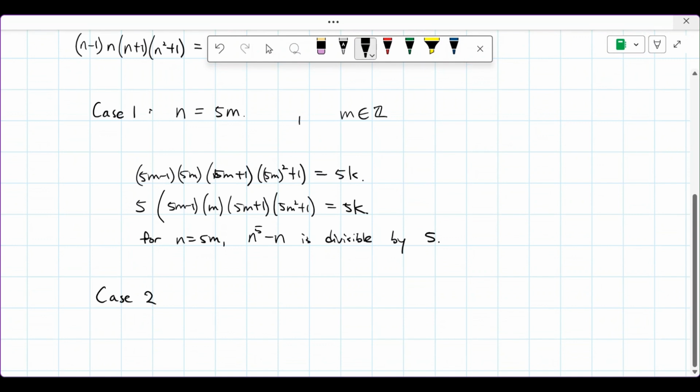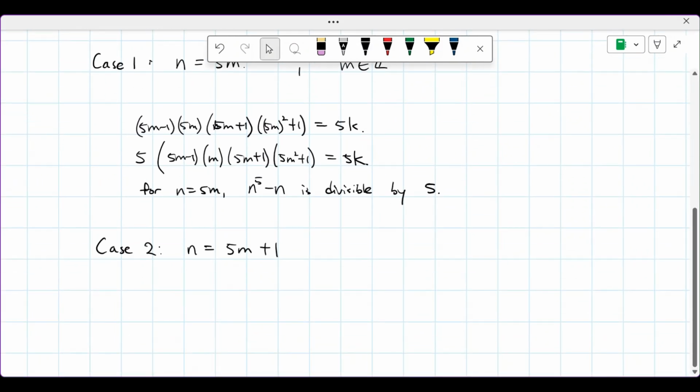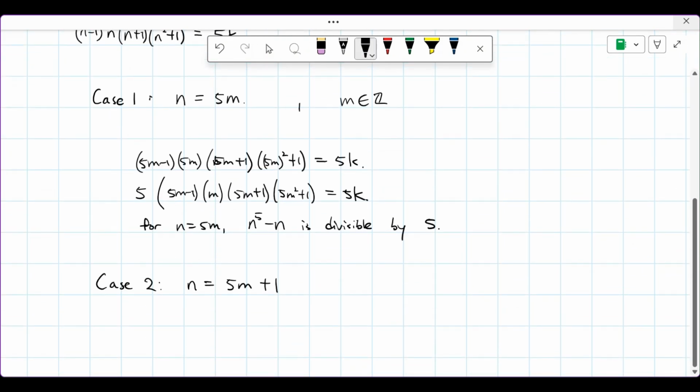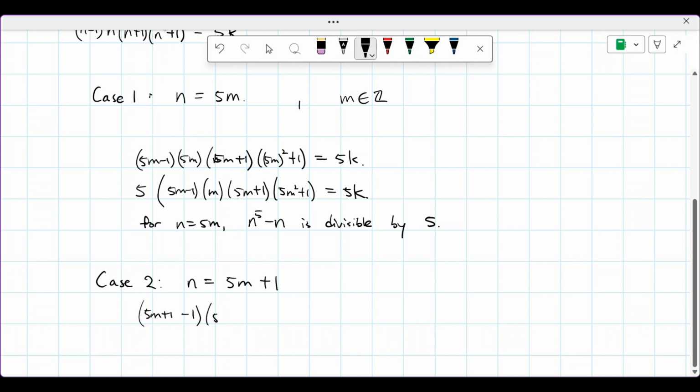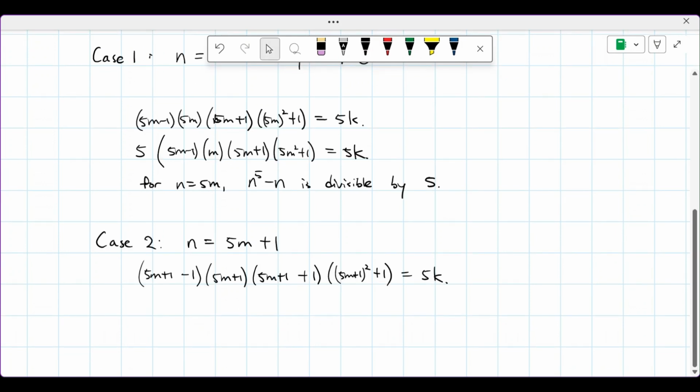We can have case 2. Let's say we have n equals 5m plus 1. This means that, for example, we have the number 6. 6 is 5 times 1 plus 1. So let's try. I can replace every single n with 5m plus 1. So it's going to be now 5m plus 1 minus 1 times 5m plus 1 times 5m plus 1 plus 1 times 5m plus 1 squared plus 1. We can reduce the 5m plus 1 minus 1 into 5m.